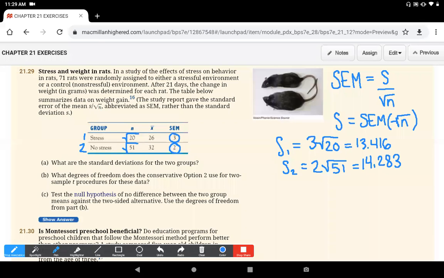By using option 2, what degrees of freedom does the conservative option 2 use for t procedures for this data? We choose the lesser between n1 minus 1, which is 20 minus 1, or 19, and n2 minus 1, which is 51 minus 1, or 50. We choose the least one, and we call that our degrees of freedom.